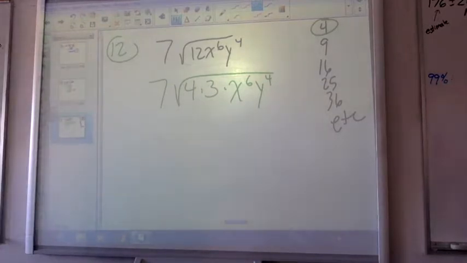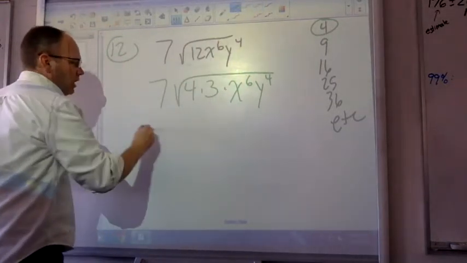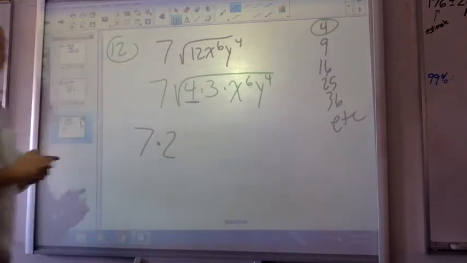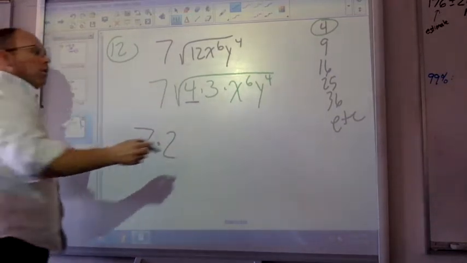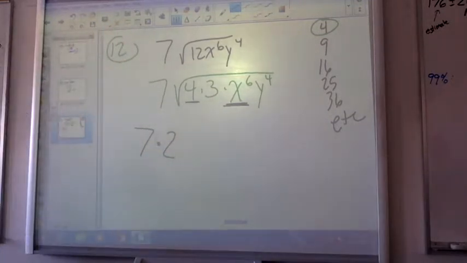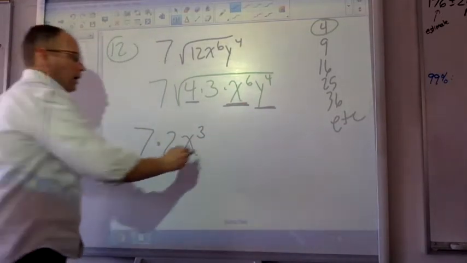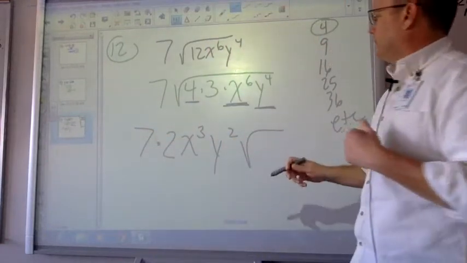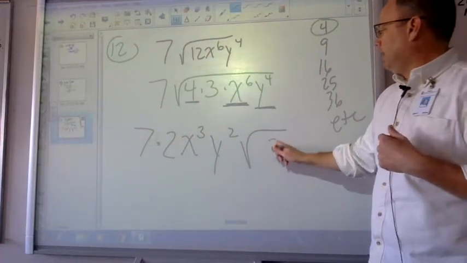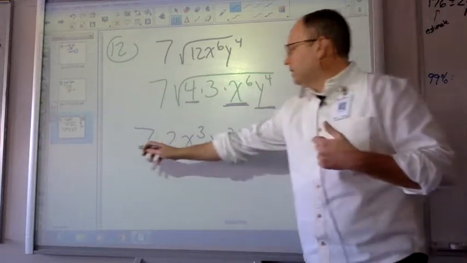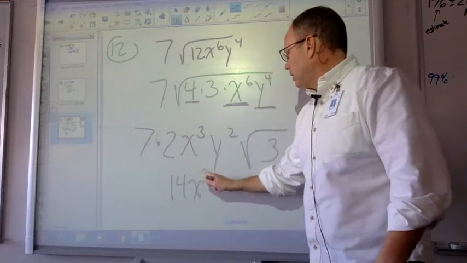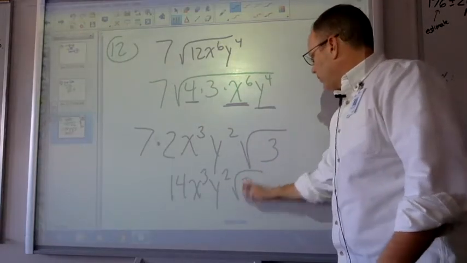Is x to the 6th a perfect square? It is because it's an even exponent. Is y to the 4th a perfect square? Yes. So those are both perfect squares. So we're going to write this out as 7 times square root of 4 is 2, so that's going to come out. 3 is going to stay inside. What's the square root of x to the 6th? X to the 3rd, good. What's the square root of y to the 4th? Y squared. What do I have left inside my square root sign? 3. Any letters? No. So outside 7 times 2, I got 14. 14x to the 3rd y squared square root of 3 is my answer.